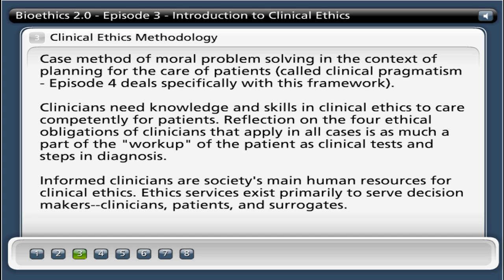Informed clinicians are society's main human resource for clinical ethics. Ethics at the bedside requires trained clinicians who have had ethics courses, who have participated in continuing education conferences, and know the four main ethical obligations and how to engage in ethical decision-making. The ethics services that exist to serve decision-makers, such as clinicians, patients, and surrogates, can be a good resource, but when clinicians either can't access them or they don't exist, clinicians should be aware that they are the main source for good clinical ethical decision-making.